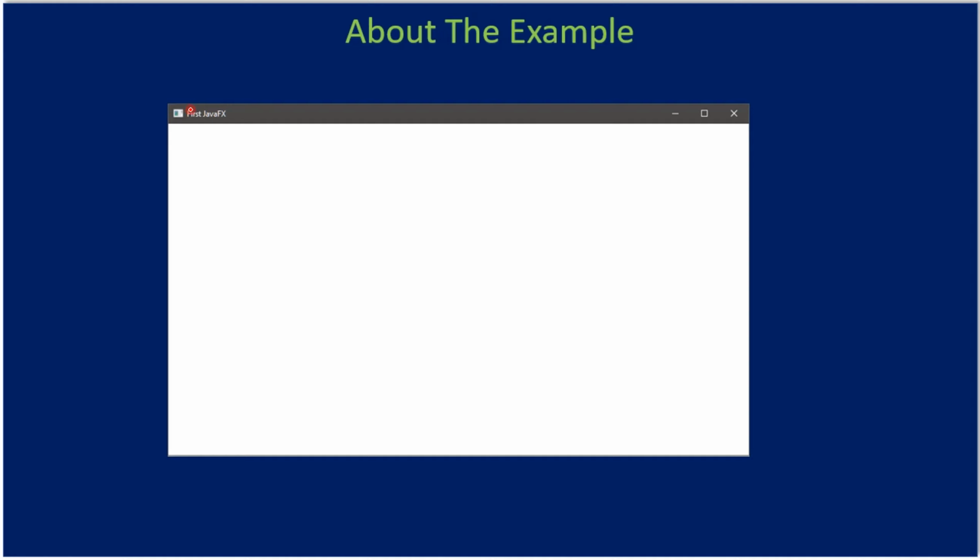So, in this example, we will create an empty window, and if you see, it looks like a standard window. Here you will be seeing a title bar with the standard icon, minimize, maximize, close. And here you will be seeing the title for the window, and this is the area in which we will display our scene graph, or we can say this area is what is called the stage.